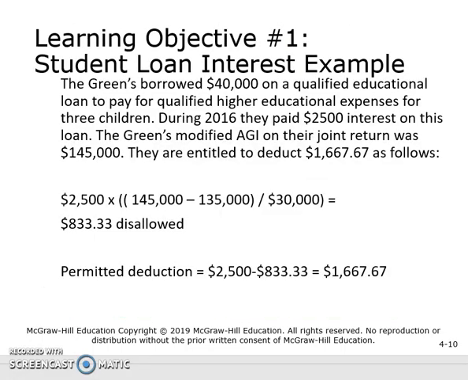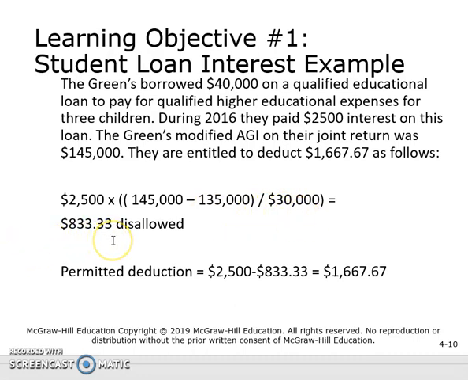So let's take a look at an example of our student loan interest deduction. The Greens borrowed $40,000 on a qualified educational loan to pay for qualified higher education expenses for 3 children. During 2018, they paid $2,500 in interest on this loan. The Greens' modified AGI on their joint return was $145,000. They are entitled to deduct $1,667.67 as follows. They paid $2,500 in interest, which is the amount that they can deduct, the max amount. So we're going to multiply that times their modified AGI minus the beginning phase out period for student loans, which is $135,000, and we're going to divide that by 30,000.